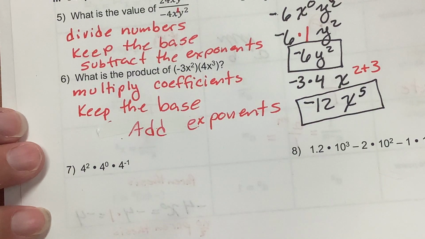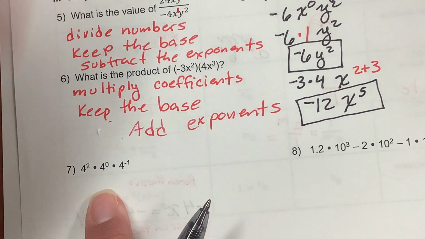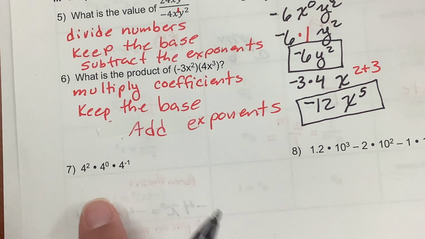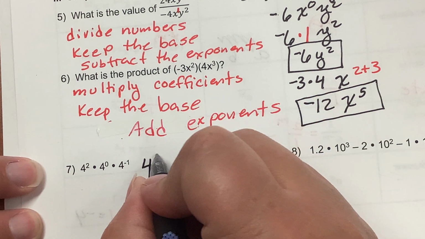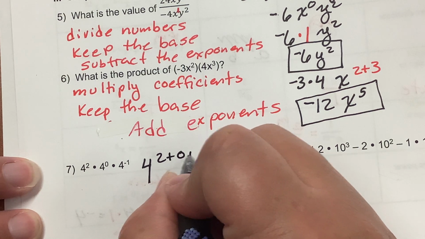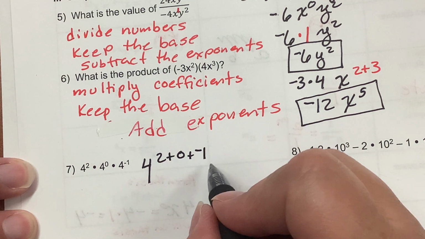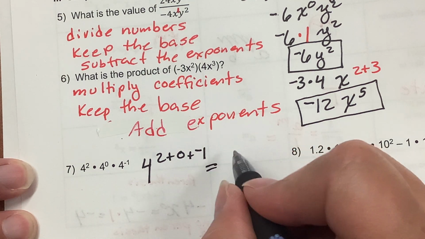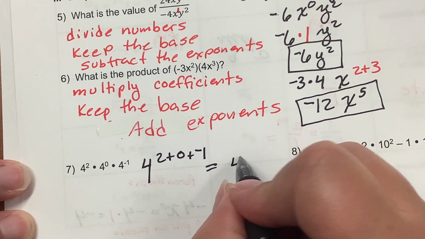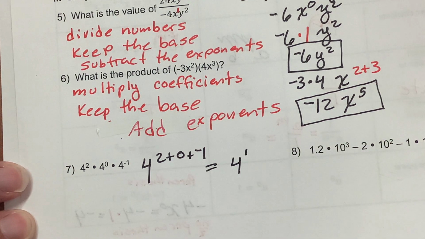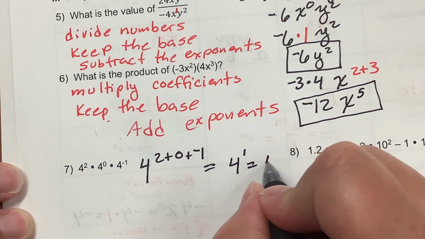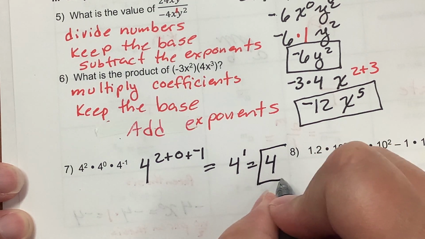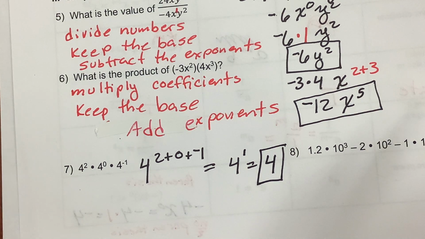Not too bad. This one, keep the base, add the exponents. So the base here is 4, and I'm going to add 2 plus 0 plus negative 1. 2 plus 0 is 2, minus 1 is 4 to the first power. Yeah, but you got to remember that if you have 4 to the first power, that's the same as 4. And on a multiple choice test, that's the only answer you're going to see.